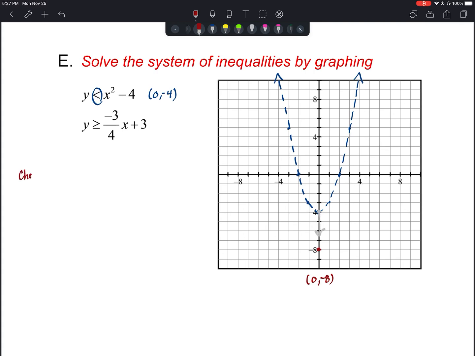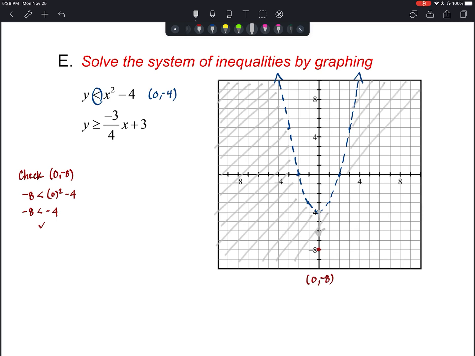Let's plug that in to make sure that we are on the correct side. So we have -8 is less than 0 squared minus 4. And you see that -8 is less than -4, which is correct. So we would end up shading outside of here. And you don't have to shade at all. You can wait to the very end to shade if you want to. I'm just going to do a nice little shade here so that I can still read my graph and see the points that are on it. So those are all the values that are less than that parabola.